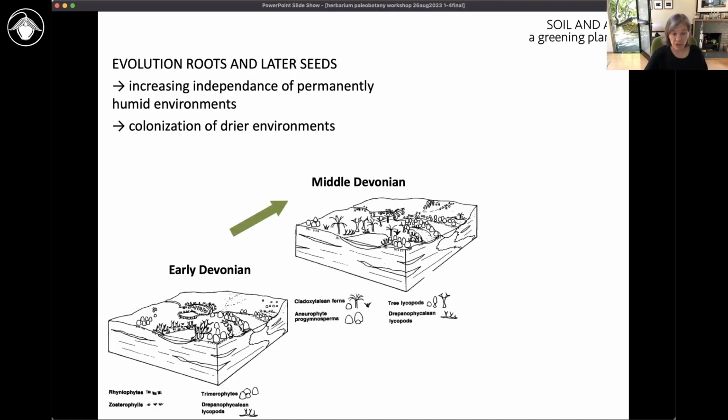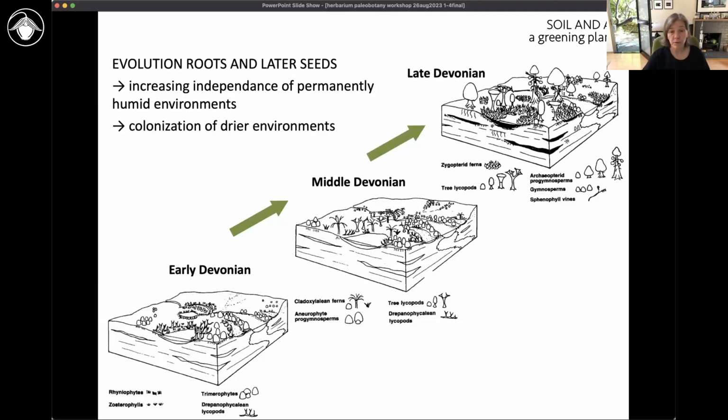And these are just 3 diagrams that show how the landscape changed. Initially, you had relatively small statured plants fringing water bodies. By the mid-Devonian, plants were getting bigger, still living in relatively moist environments. But by the late Devonian, they could root relatively deep, and therefore also further away from those water bodies. So the planet became a lot greener.